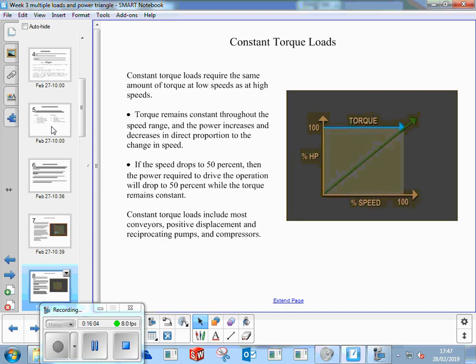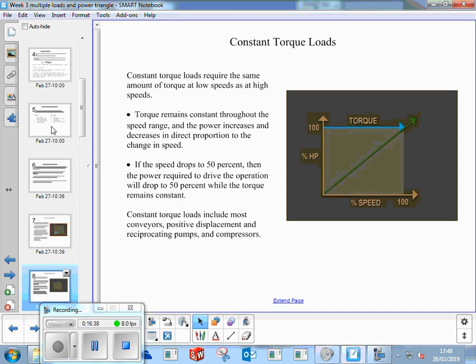A constant torque load requires the same amount of torque regardless of speed. So same torque whether you're running at 1% speed or 100% speed. It remains constant throughout the range. If the speed drops to 50%, then the power required to drive the operation will drop to 50%, while the torque remains constant. Alright, so you get a linear drop in the power required with constant torque loads if you slow down.